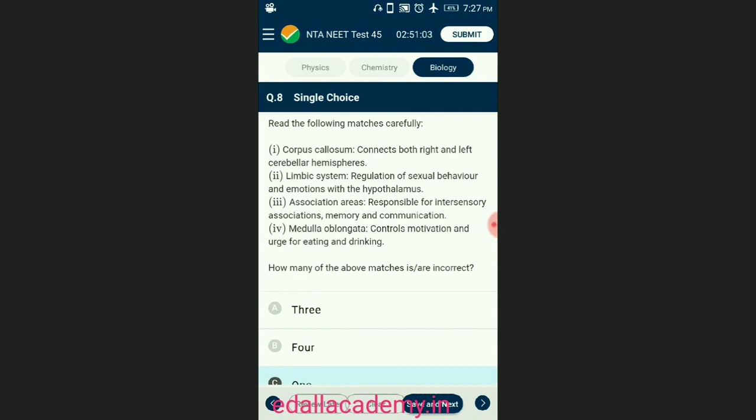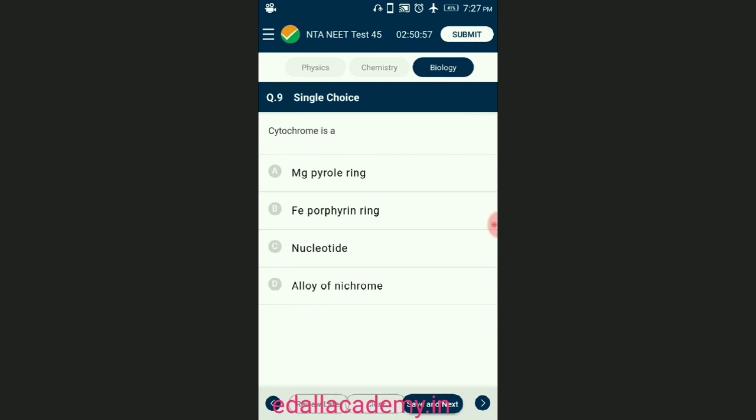Question number 9. Cytochrome is a. Cytochromes are iron-containing heme prosthetic groups. They are the most important electron carriers of the respiratory chain, which are related with each other by the presence of a bound heme group, whose iron atom changes from ferric state to ferrous state when it accepts an electron. The heme group of cytochrome consists of a porphyrin ring holding an iron atom with its 4 nitrogen. So the answer for this question is option B, Fe porphyrin ring.